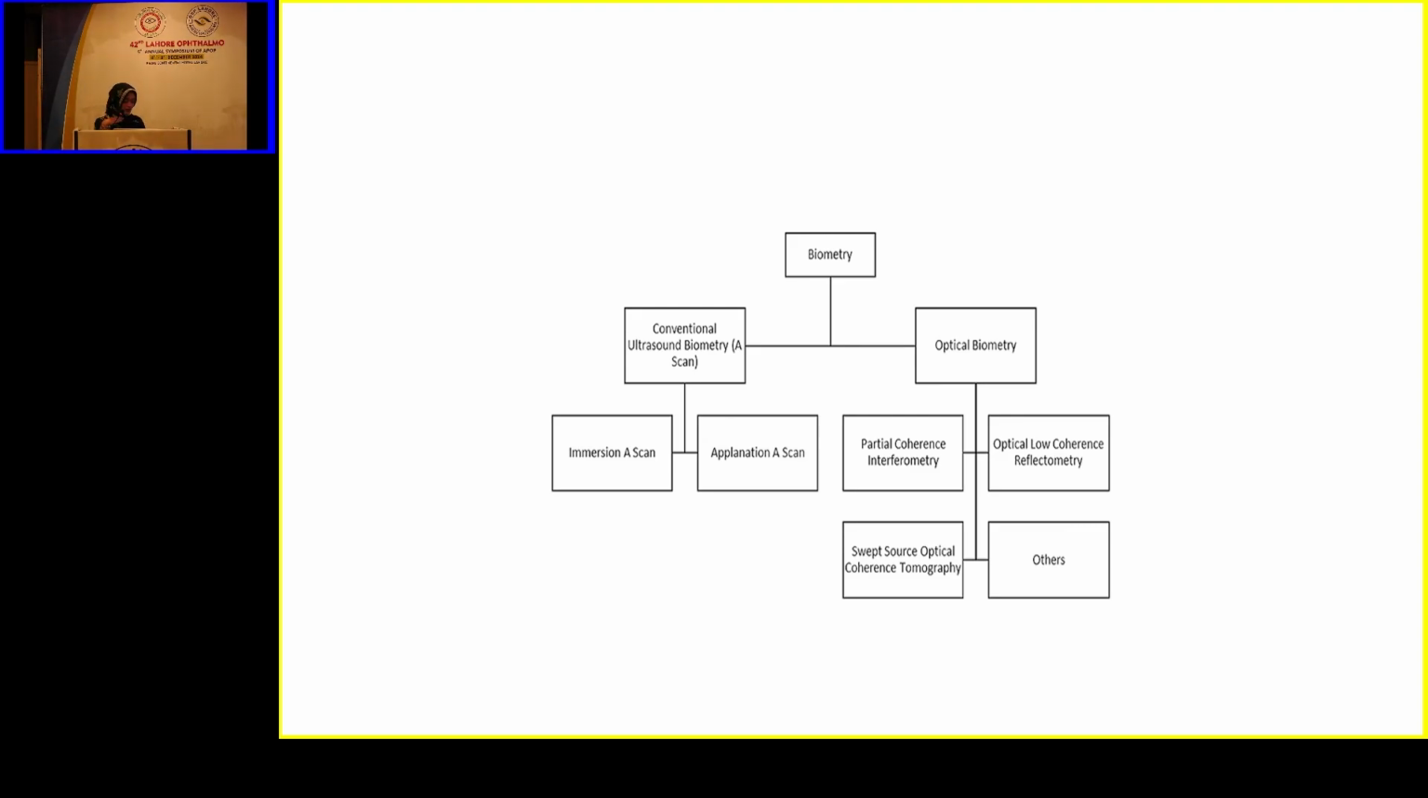As the names indicate, different types of light principles are used to obtain IOL power in each of these biometries. In the context of premium IOLs like multifocal, toric and EDOF, we'll mainly be concentrating on the optical biometry. The optical biometry is further of two types: partial coherence and low coherence biometries.